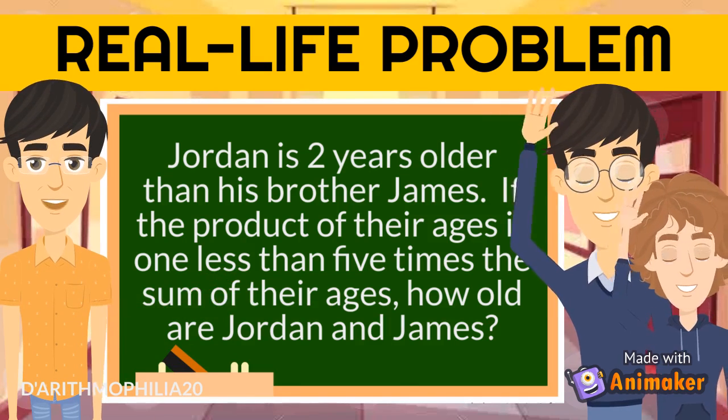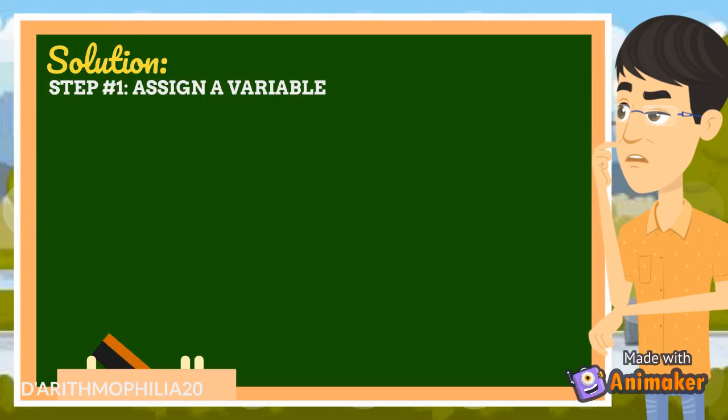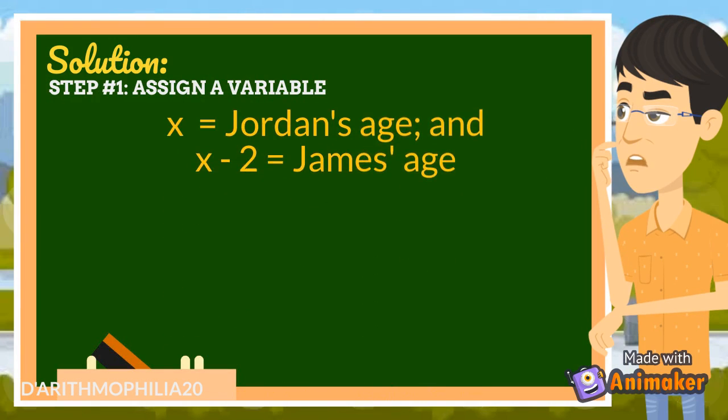Let us now start solving this problem. The first thing we need to do is to assign a variable for their ages. So, we will let x be the age of Jordan, and x minus 2 as James' age, since it is mentioned that he is 2 years younger than Jordan. Next, we will formulate equations out of the clues in the given problem.